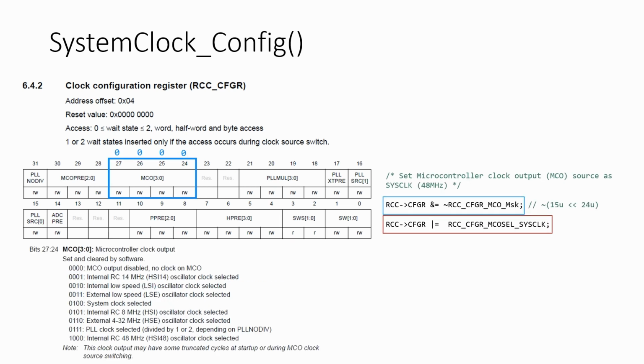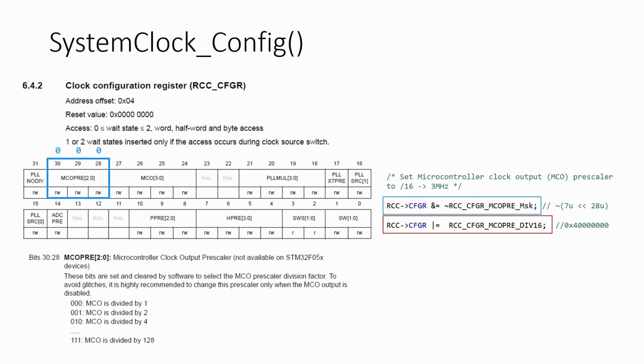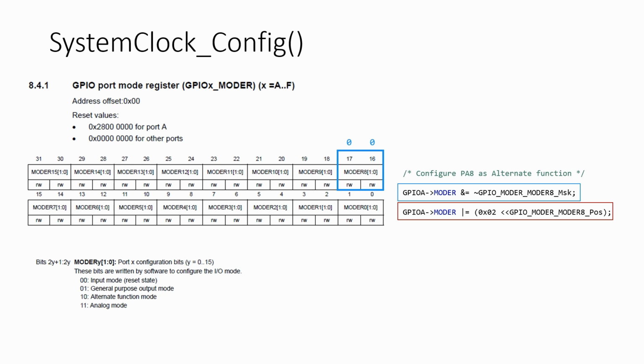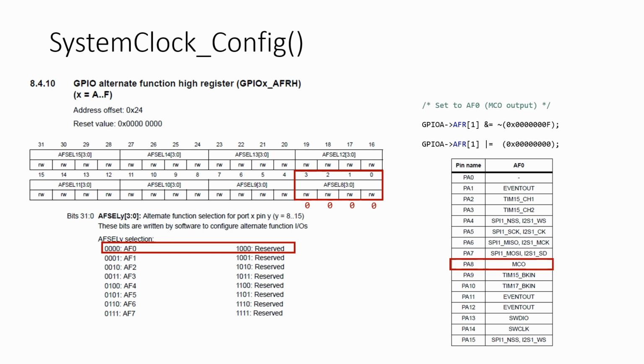The microcontroller clock output register must be cleared, and you have to write a 4 into the MCO register to select the system clock as the microcontroller clock output source. Now we will use PA8 as MCO output, and we need to clear the MCO prescaler bits. Indicate that the MCO will be divided by 17 to obtain a 3 MHz output, and you have to enable the GPIOA clock by writing a 1 into bit 17 of the AHB peripheral clock enable register. In the GPIO port mode register, clear bits 17 and 16, and configure pin A8 as alternate function mode. Finally, set the alternate function selection for port A pin 8 to AF0.